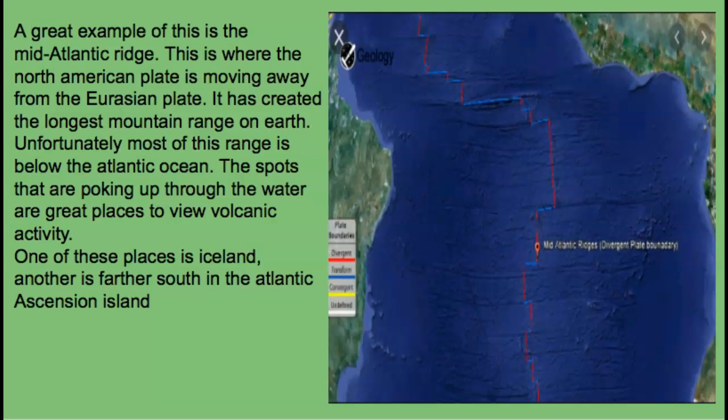It's where the North American plate, the plate that we're on, is moving away from the Eurasian plate, the plate where Europe and Asia is on. It's created the longest mountain range on Earth. Okay, the Mid Atlantic Ridge is the longest mountain range on Earth, but unfortunately, most of it is below the Atlantic Ocean, so you can't see it. There are some spots that are poking up, and they're great places to see volcanic activity. One of these places is Iceland.